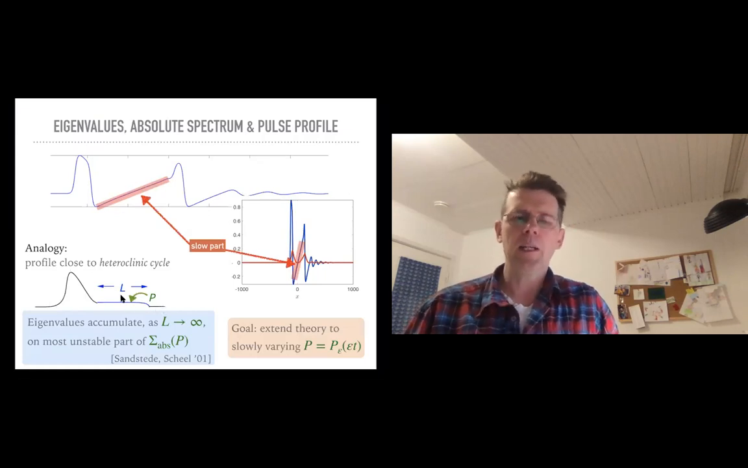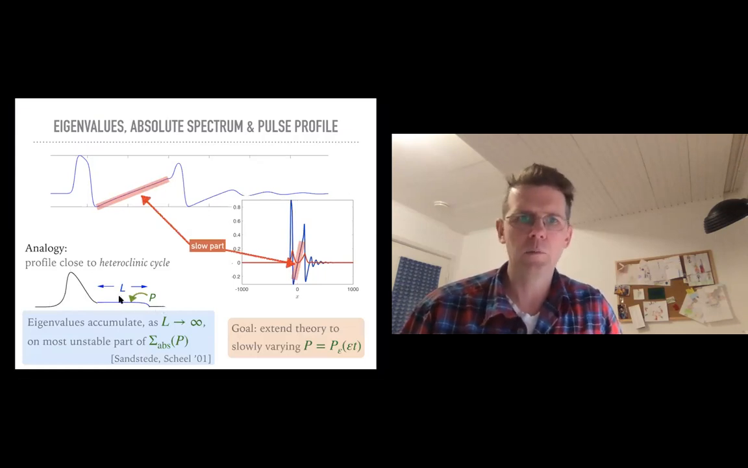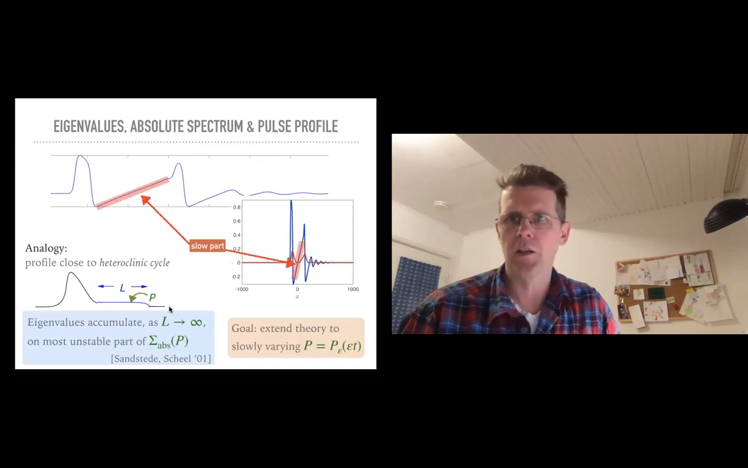And in the limit, when L goes to infinity, this profile actually converges to a heteroclinic cycle, in the sense that when L is infinite, we have the one heteroclinic connection from the background state to P, and then we have the other heteroclinic connection from P to the background state. And this scenario has actually been analyzed in the vicinity, so to speak, of these previous results.